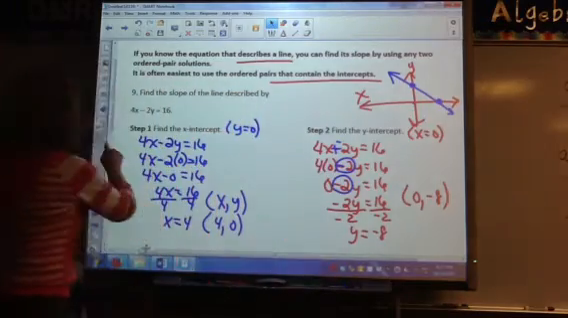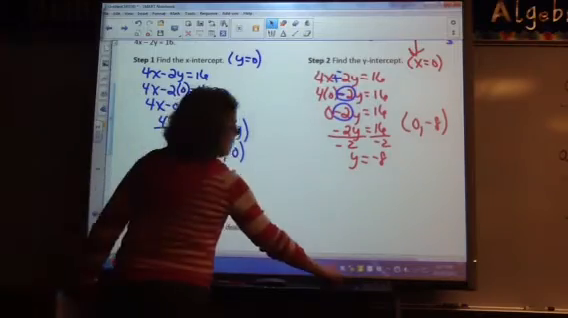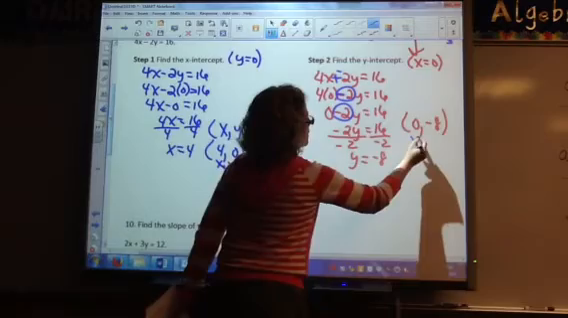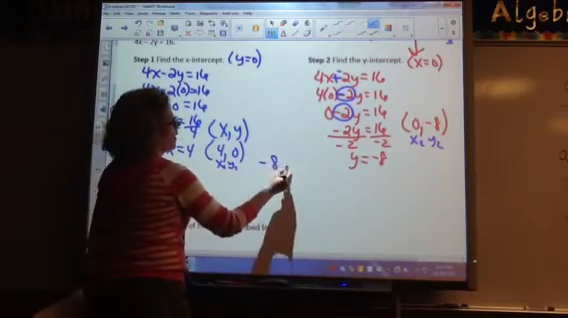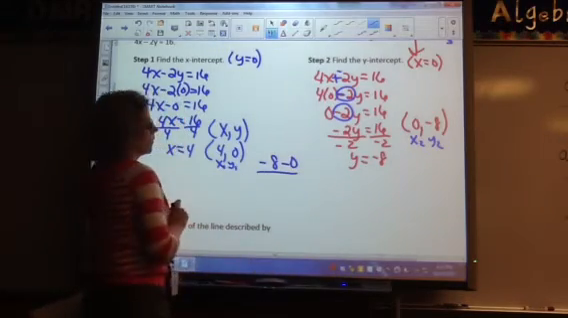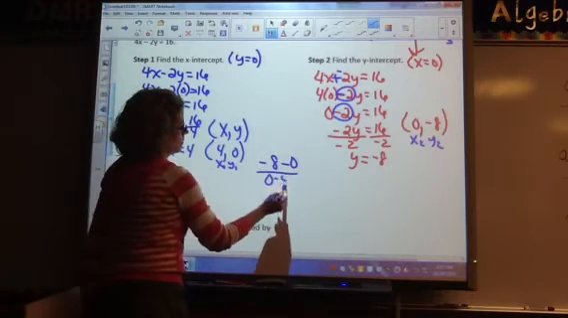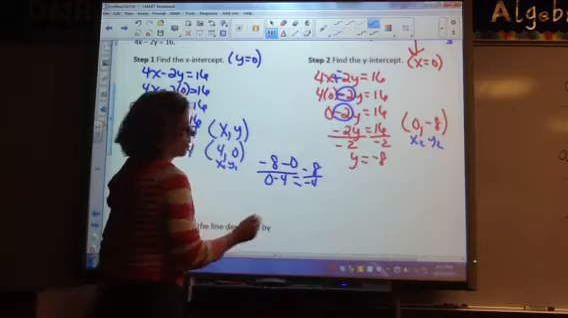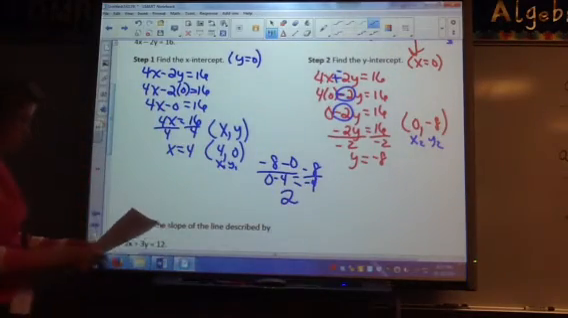Okay, now that I'm given 2 points, I can find the slope by using my slope formula. Here's my first point. Here's my second point. So it's the difference of your y, so I have negative 8 minus 0. Difference of your x, 0 minus 4. So I have negative 8 over negative 4, which simplifies to a positive 2.